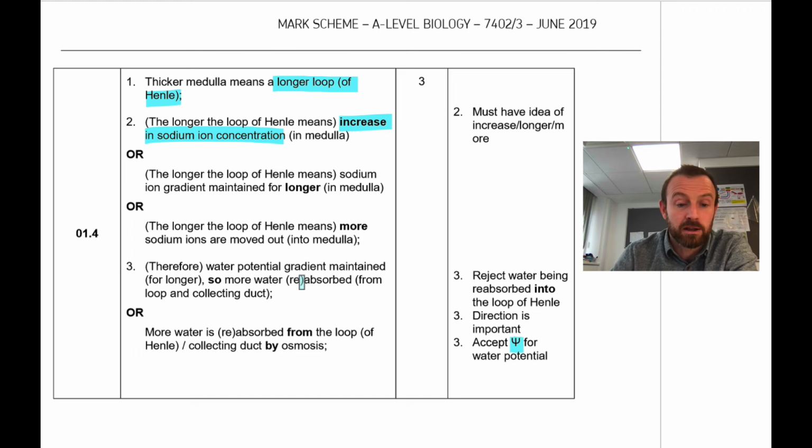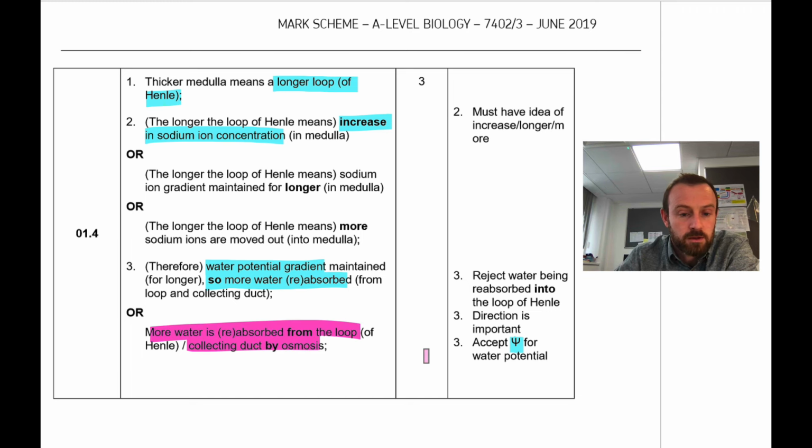So I would say a higher water potential gradient means that more water is reabsorbed from the collecting duct. This is the key phrase: more water reabsorbed. But I think you do need to mention water potential gradient. I would think higher water potential gradient would be fine. Or if you didn't mention water potential, you could have just said more water is reabsorbed by osmosis down here. Water is reabsorbed by osmosis. Okay, let's keep going.